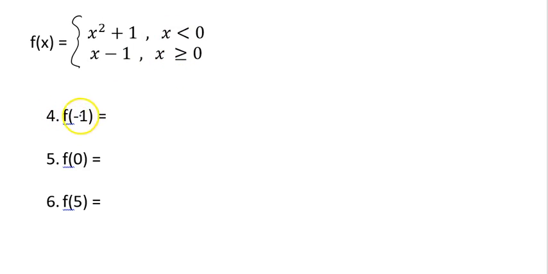So for number 4, f of negative 1. You first look at the negative 1. That's less than 0. So that means I'm going to be plugging it into x squared plus 1. So I'm going to say negative 1 squared plus 1, which will be 1 plus 1, and that's 2.